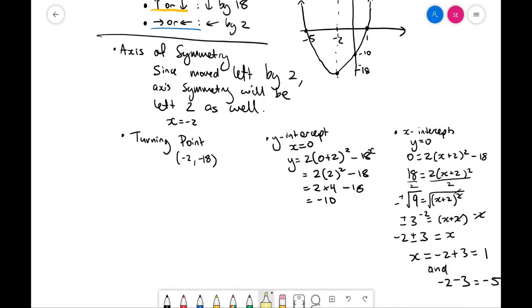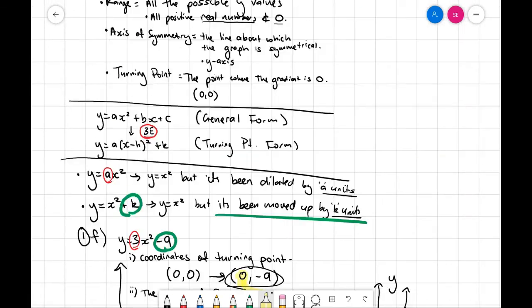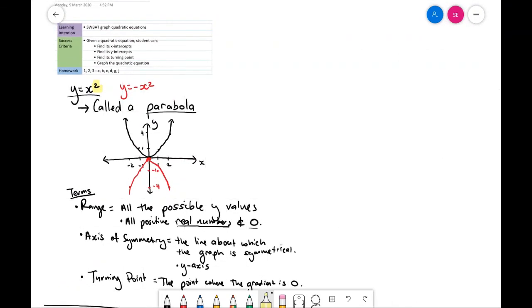Okay, so let's actually go back up to the top again. So given a quadratic equation, can we find its x-intercepts? Yep, we can. Can we find its y-intercepts? Yep. Can we find its turning point? Yes, we can, because the turning point just looks at if it shifts left and right and up and down. And then can we graph it? Yes. So you need to be able to do all this to do the graphing.